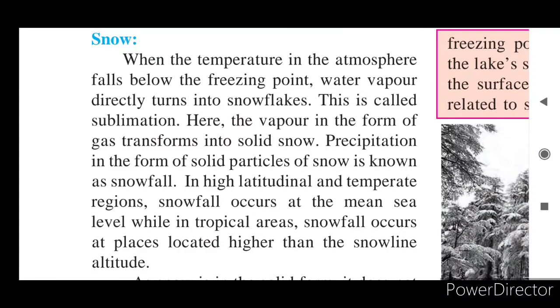And when the clouds cannot carry the snow, meaning the solid form, at that time there is precipitation, snowfall. Here the vapor in the form of gas transforms into solid snow. Precipitation in the form of solid particles of snow is known as snowfall. Meaning, see, when there is a low temperature in the atmosphere, how does it form? Meaning freezing point.